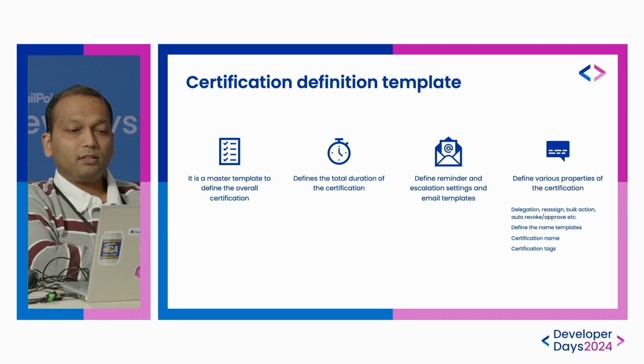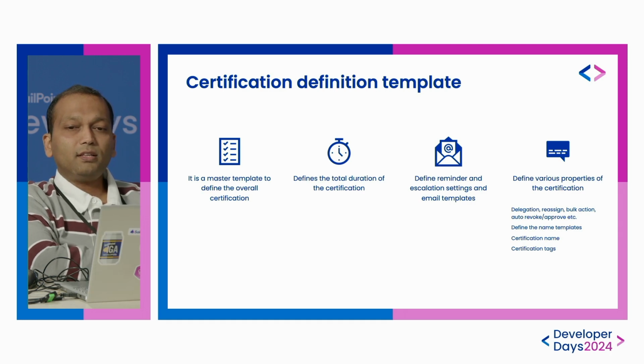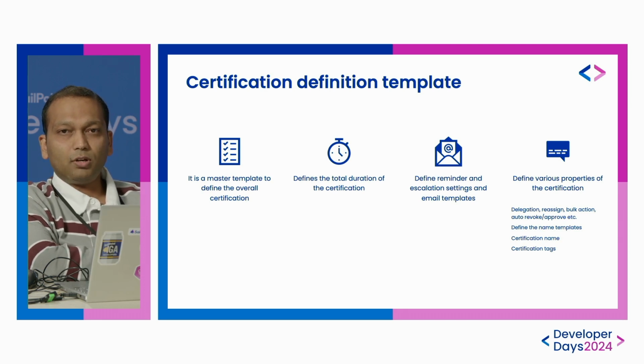You can also define the total duration of the reminders or any escalations you want to send during the certification, to whom you want to send escalations. You want to copy certain people after a certain number of days, let's say 14 or 15 days, if nobody responds. All those things you can define in advance in a template. Also you can define the behavior of the certification, like do you want to allow bulk operations, do you want to allow forwarding operations in the certification, what would be the default name of your certification item, do you want to add any certification tags. All of those can be defined in the certification template in advance.